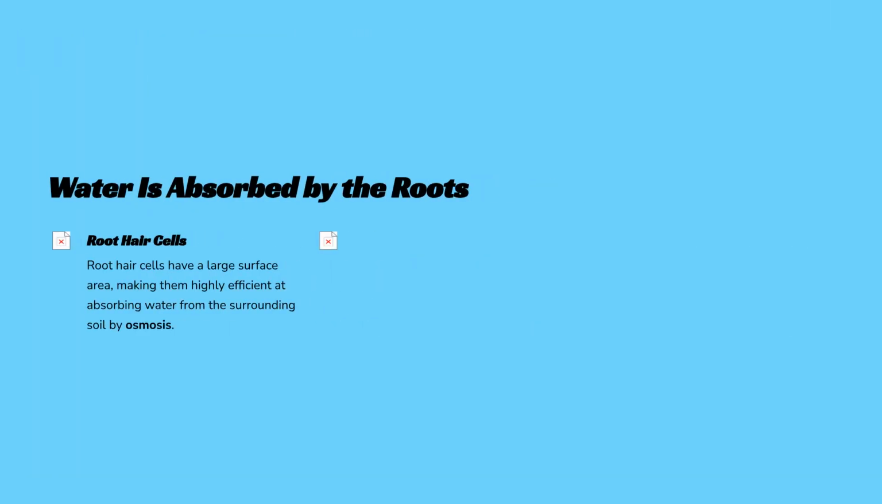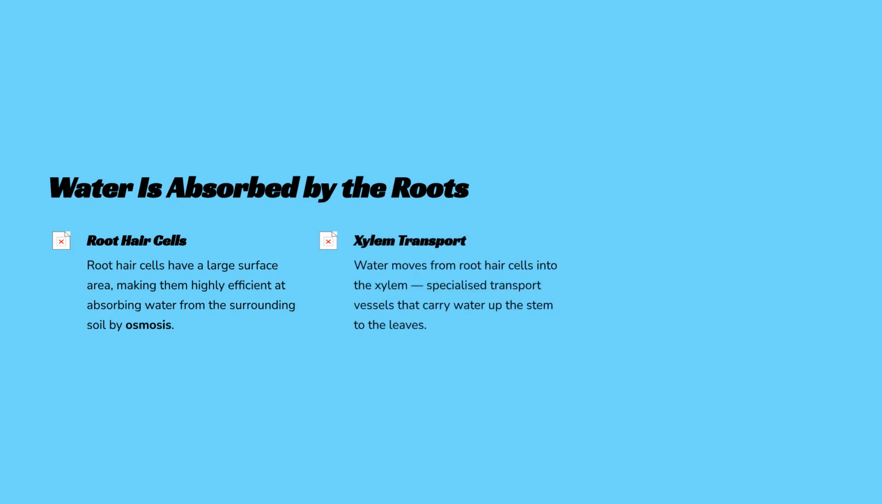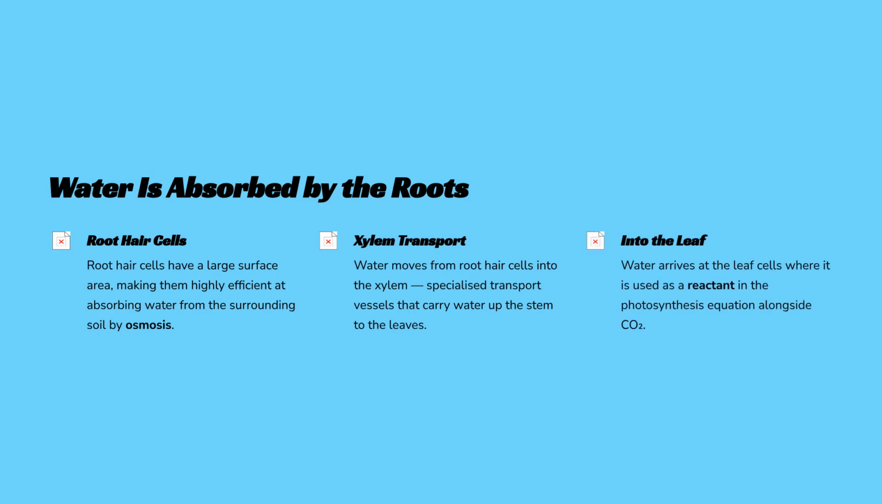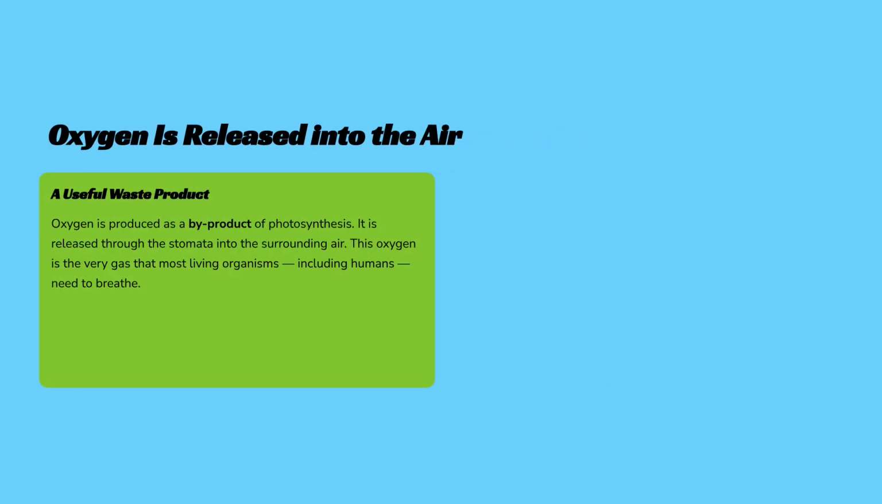Water is absorbed by root hair cells via osmosis due to their large surface area. It then travels through the xylem vessels up to the leaves, where it is used as a reactant in the photosynthesis equation. Oxygen is a byproduct of photosynthesis and is released into the air through the stomata.